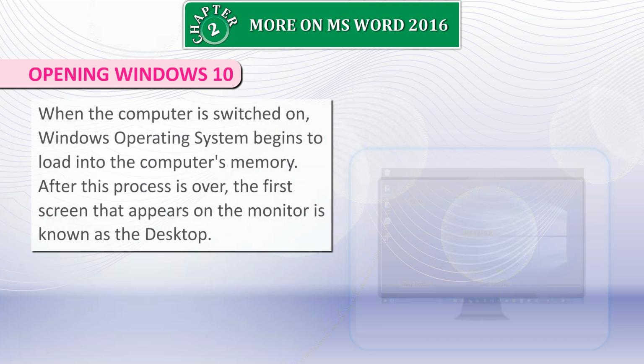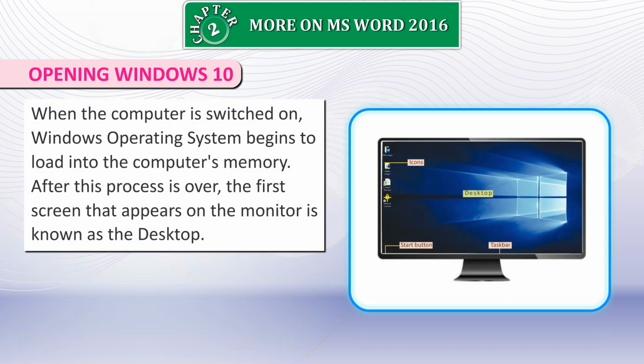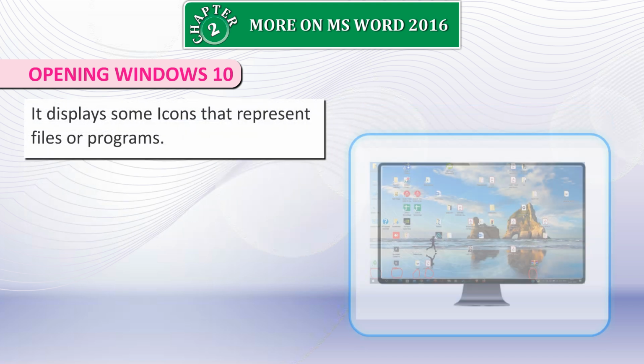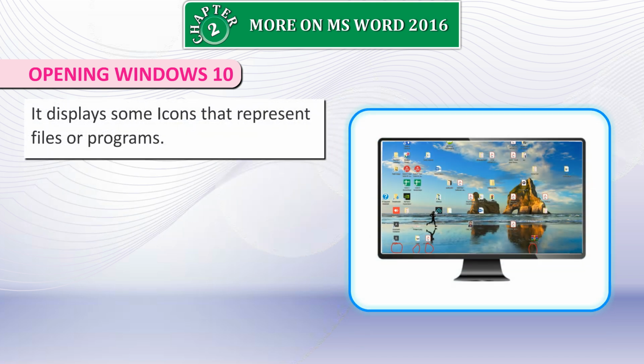Opening Windows 10. When the computer is switched on, the Windows operating system begins to load into the computer's memory. After this process is over, the first screen that appears on the monitor is known as the desktop. It displays some icons that represent files or programs.